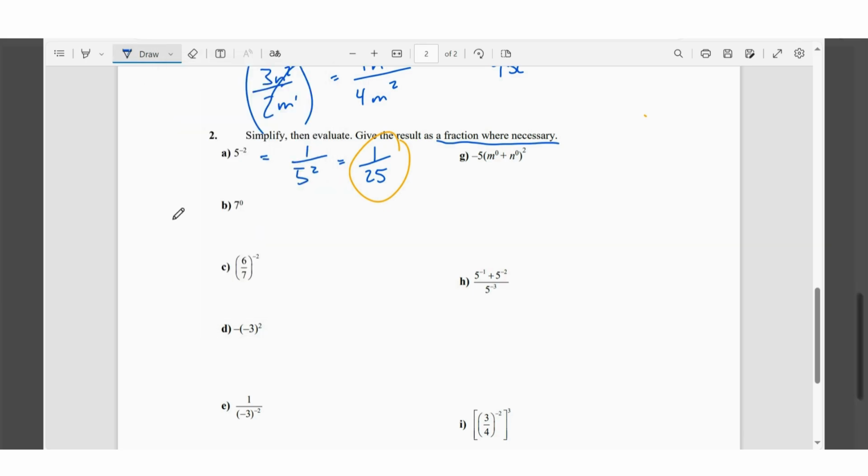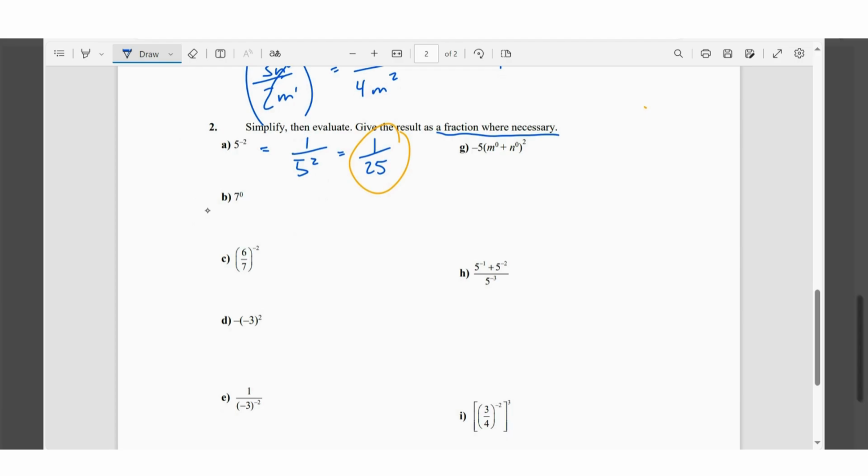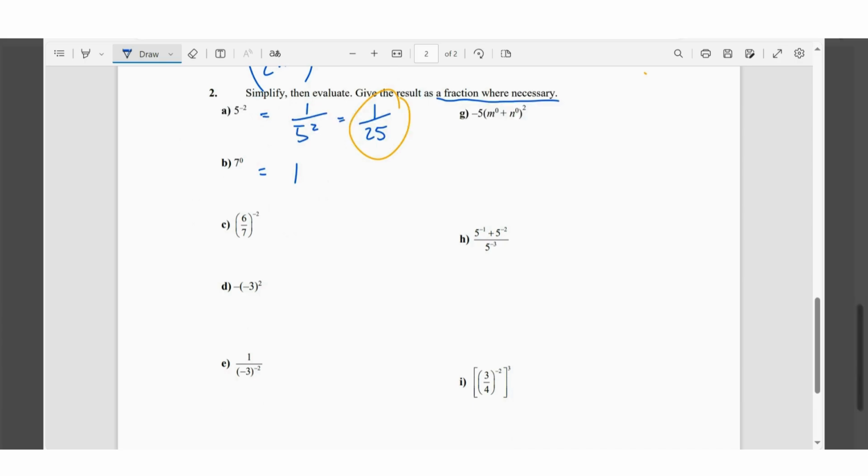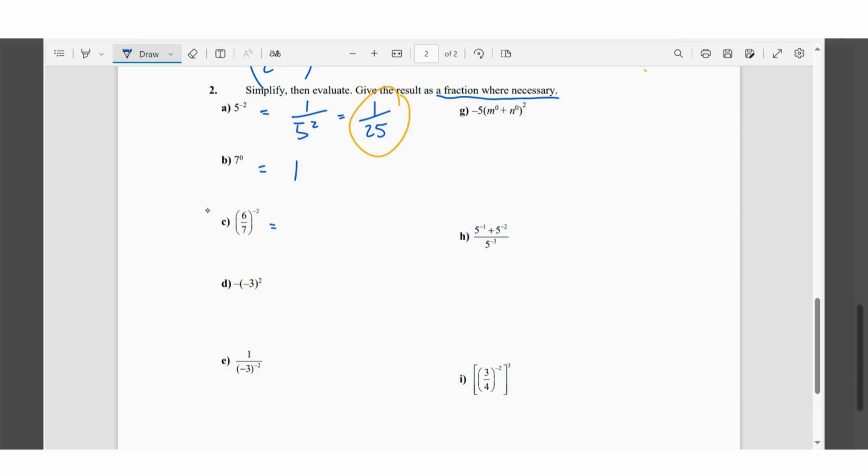Here we have 7 to the power of 0. As you recall, anything to the power of 0 is just 1. Here we have a fraction. We have a negative exponent. That means we can reciprocate our base. So 6 over 7 becomes 7 over 6. And that whole thing is now to a positive 2, or positive square. Then we can distribute inside. We get 7 squared over 6 squared, and that equals 49 over 36.